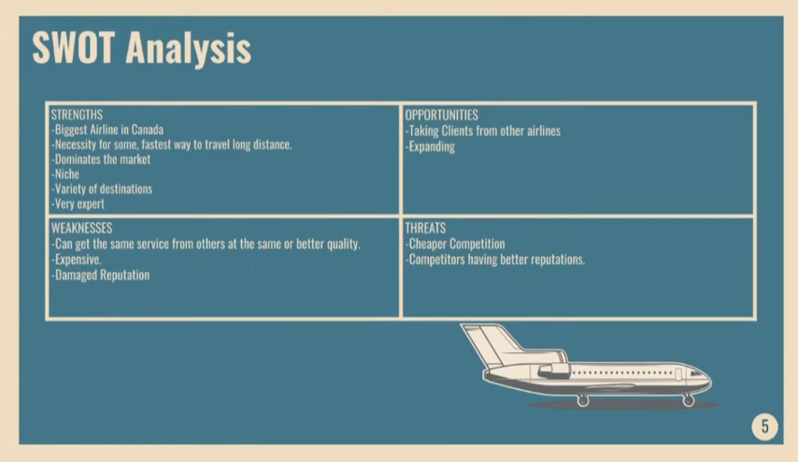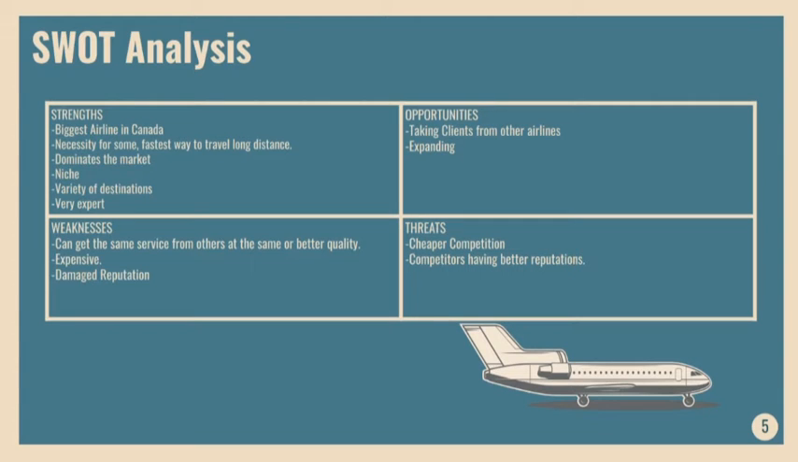Firstly, my SWOT analysis. Let's start with the strengths. Air Canada is the biggest airline in Canada and very well known, whether it's for good or bad reasons. This means that people will trust them and they can rest assured that their travel will be safe. There's no risk of potentially getting scammed. Necessary for some people, air travel is the fastest mode of transportation for long distances.